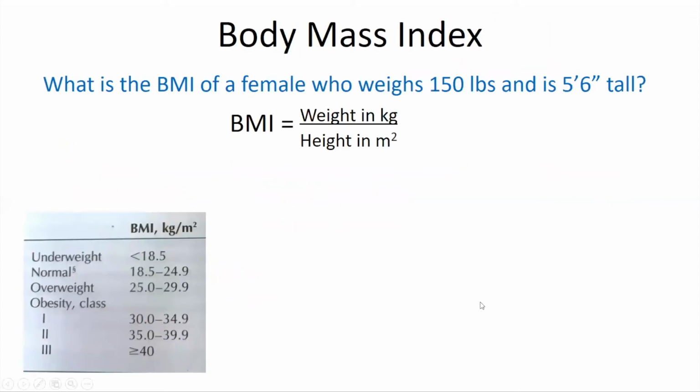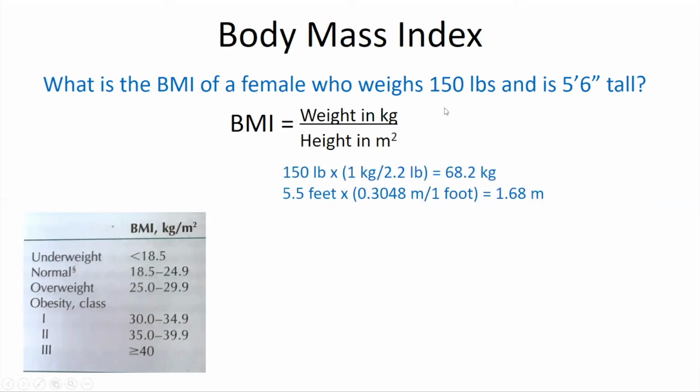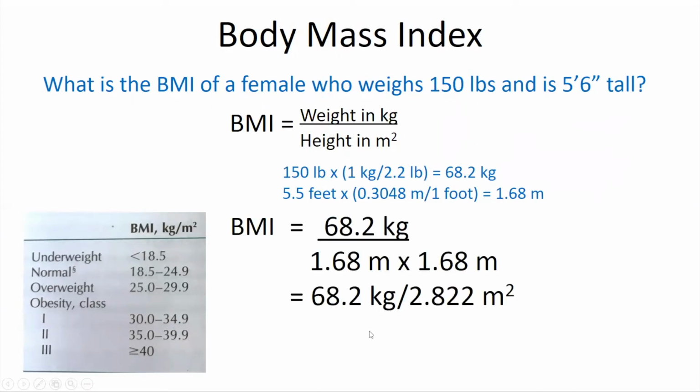So to do this calculation, we've done this in class, but to review, what we do is take their weight, convert it to kilograms, and take their height, convert it to meters, and then plug and chug. So when we put in the numbers and calculate it, this person has a BMI of 24.2 kilograms per meter squared, and this places them in a normal category.